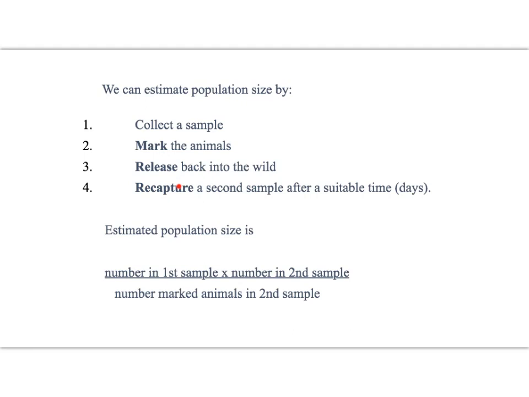And you recapture a second sample, and then you can estimate the population size using the formula: the number in the first sample times by the total number in the second sample divided by the number that you counted that were marked in the second sample, i.e. the number that were recaptured.